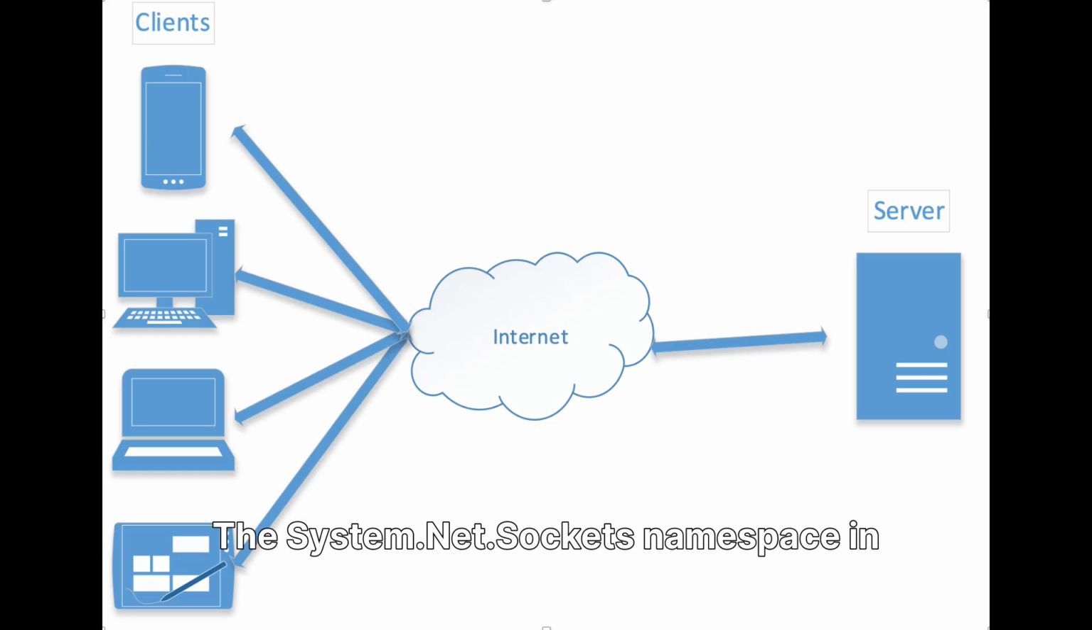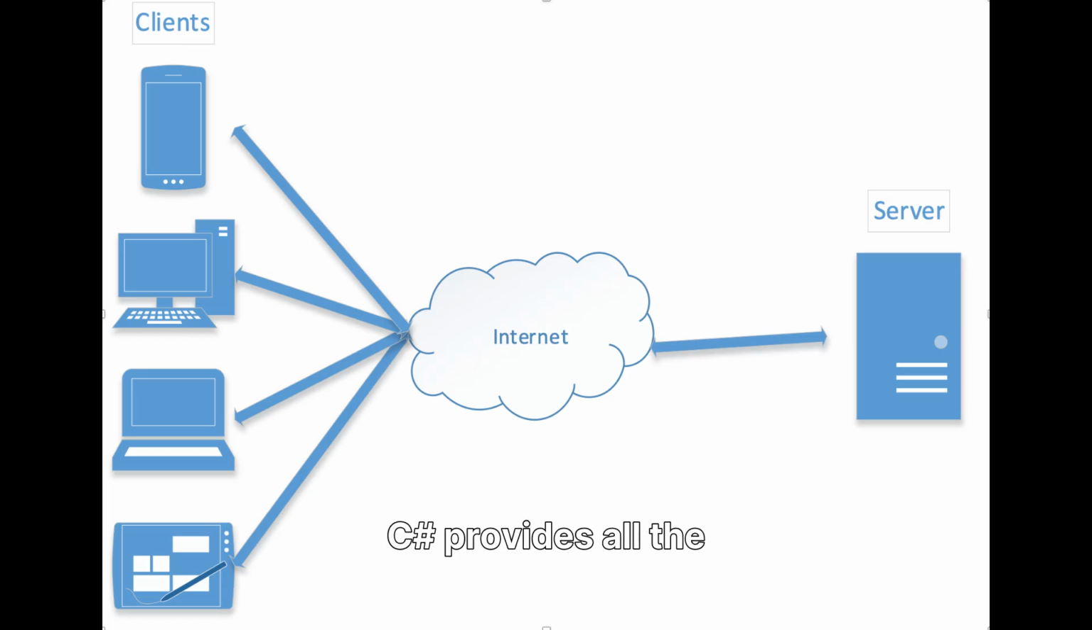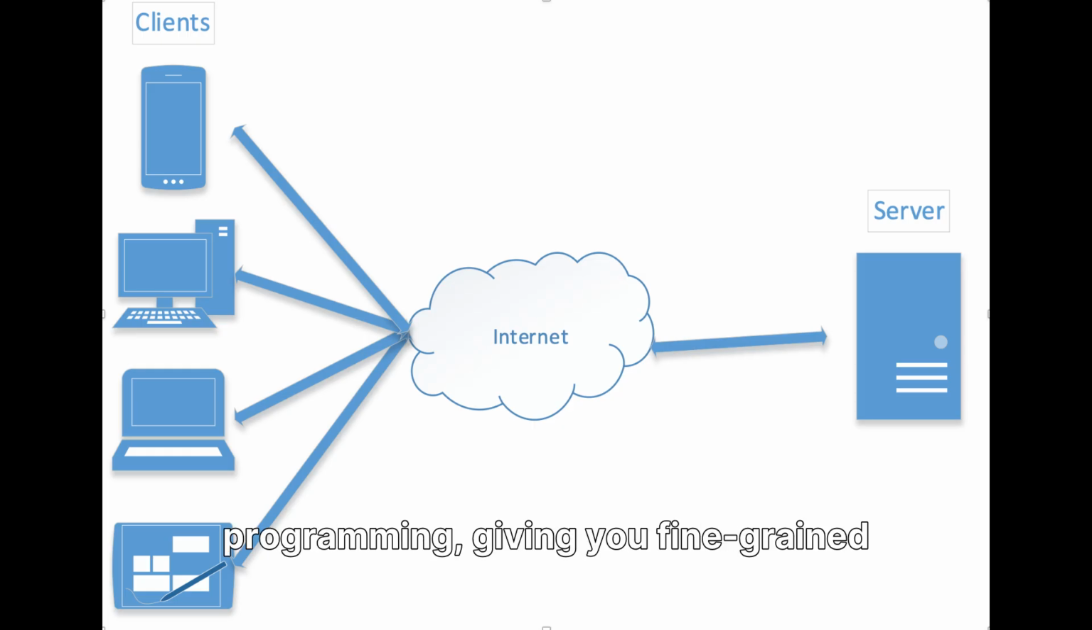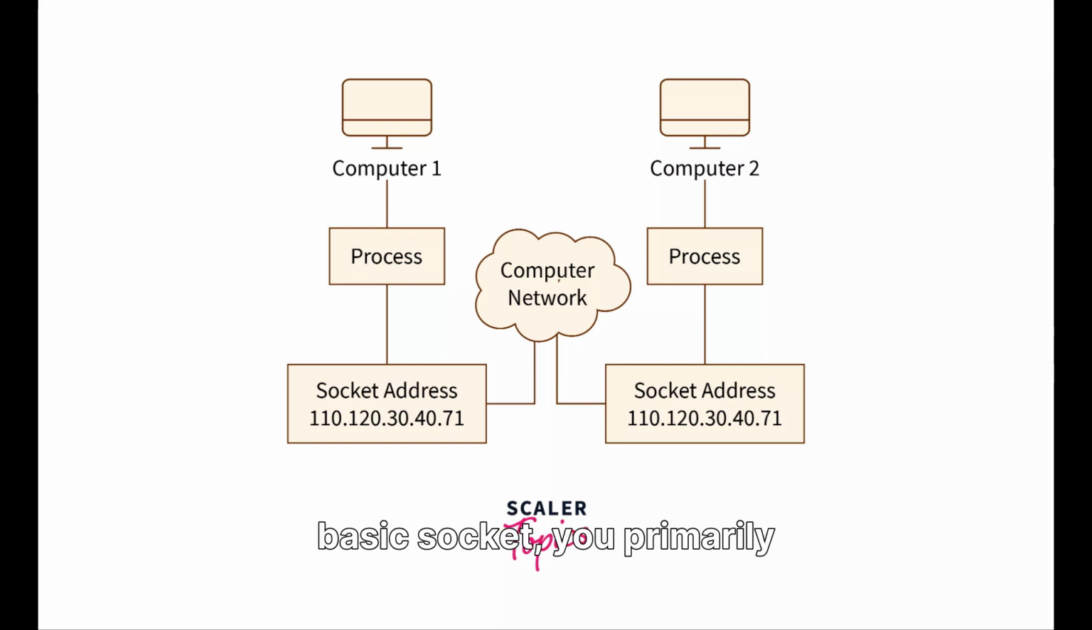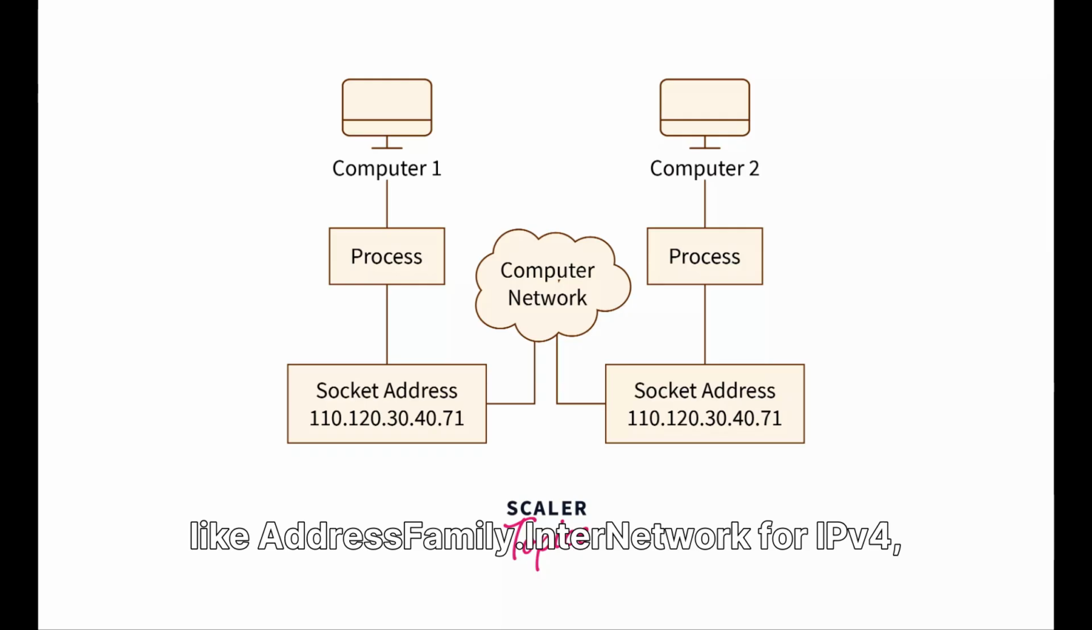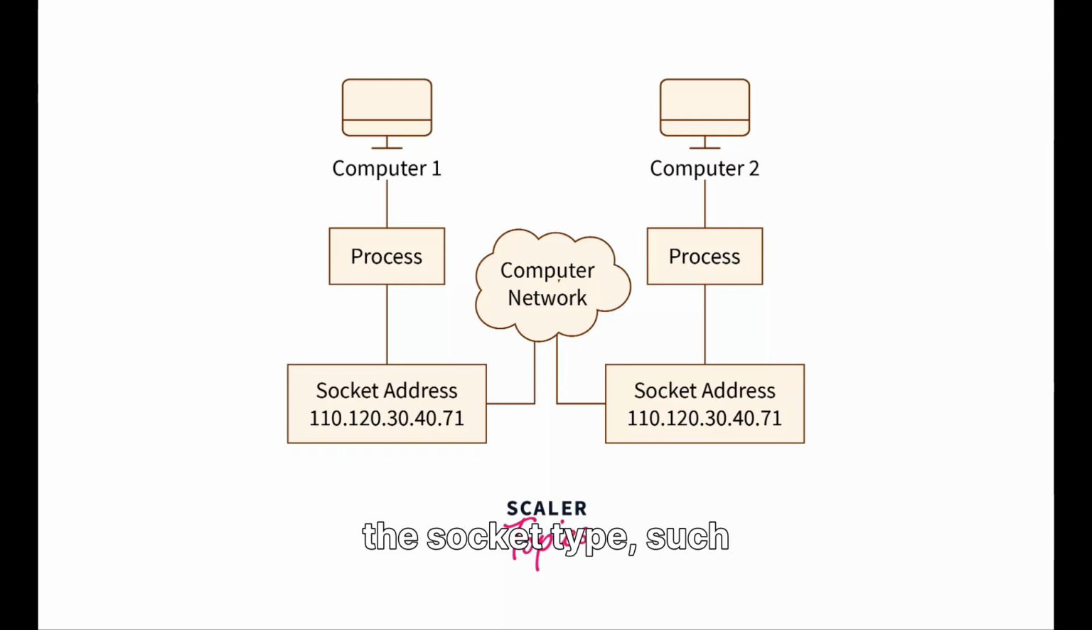The System.Net.Sockets namespace in C-sharp provides all the necessary classes and methods to implement robust socket programming, giving you fine-grained control over data transmission. To set up a basic socket, you primarily use the Socket class. When instantiating it, you specify crucial parameters such as the address family, like AddressFamily.InterNetwork for IPv4, the socket type, such as SocketType.Stream for TCP, and the protocol type, typically ProtocolType.Tcp.